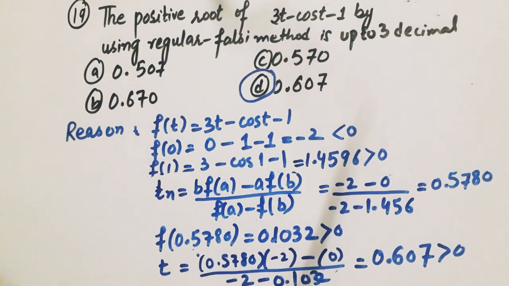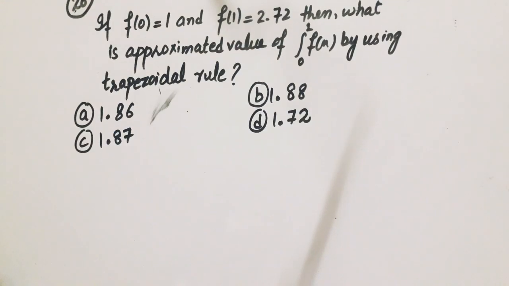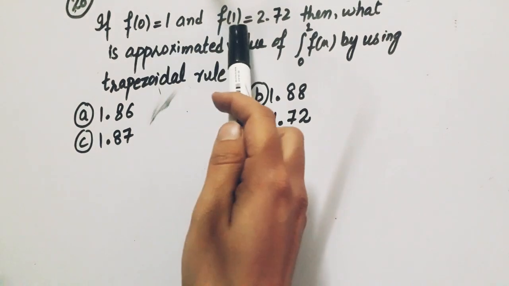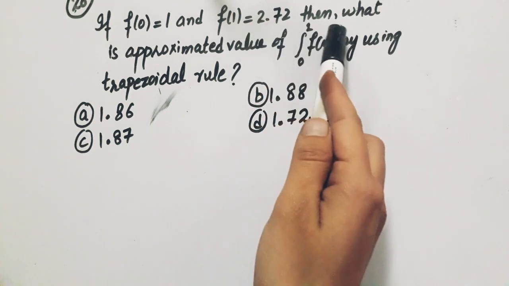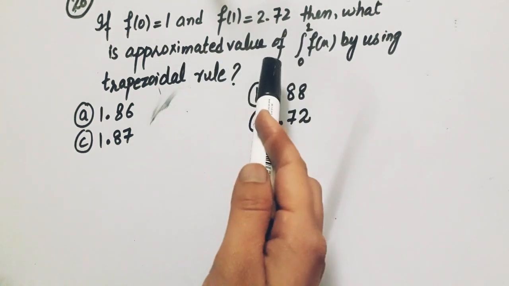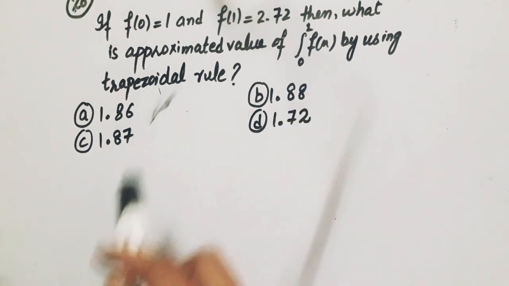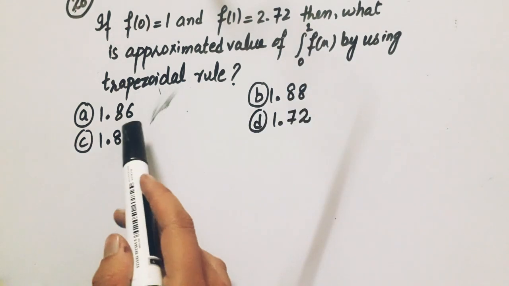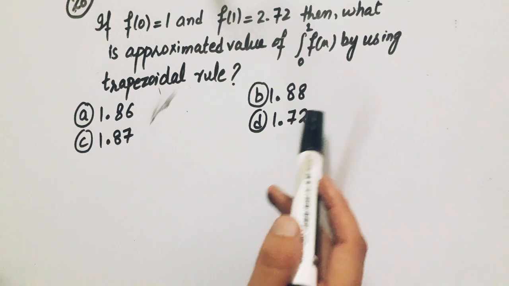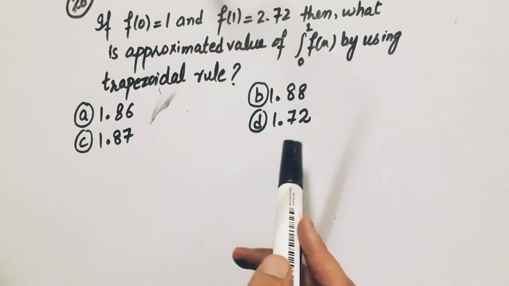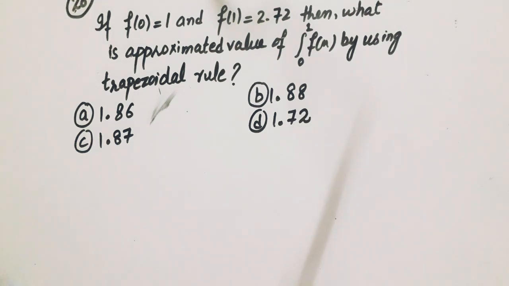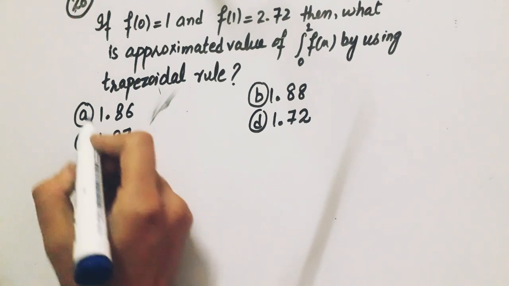Now we will solve the last MCQ. The last MCQ is, you have f of 0 is equal to 1 and f of 1 is equal to 2.72. Then what is the approximated value of the integral from 0 to 1 of f of x by using the trapezoidal rule? 1.86, 1.88, 1.87, or 1.72. So the correct answer is 1.86. So you will mark this.